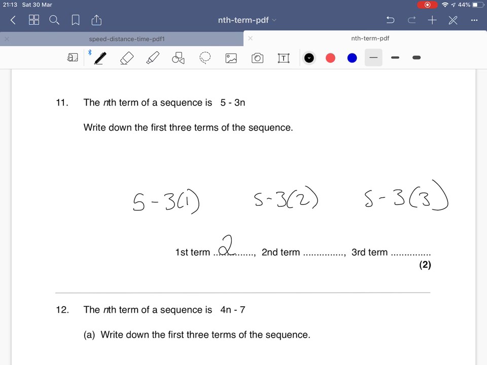5 minus 3 times 2, or 3 times 2 is 6. 5 minus 6 is minus 1. We should end up with it going down in 3s. 5 minus 3 times 3, 3 times 3 is 9. 5 minus 9 is minus 4.